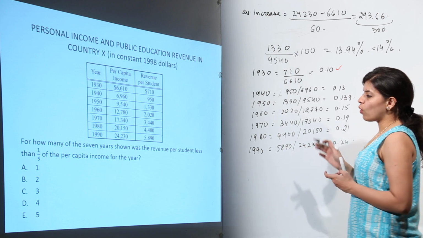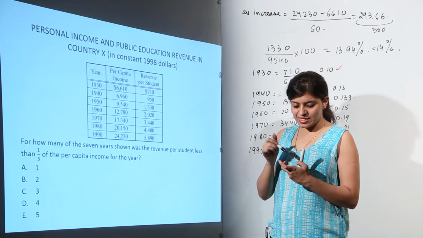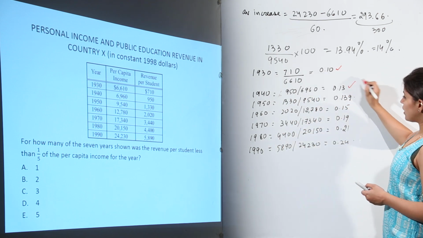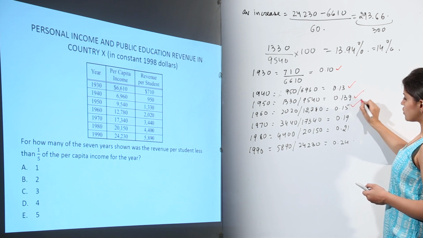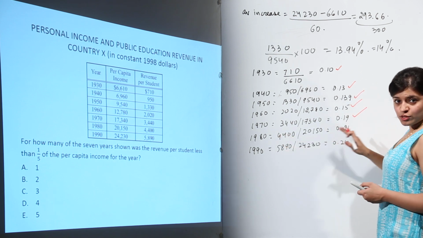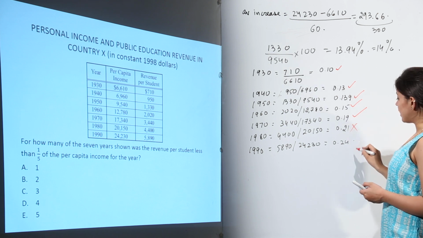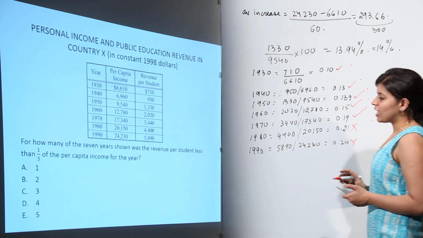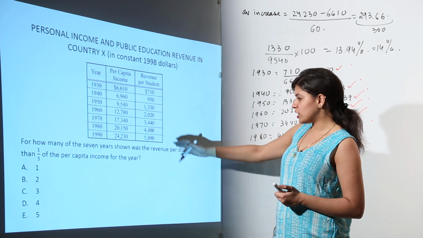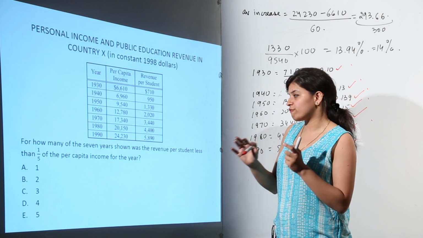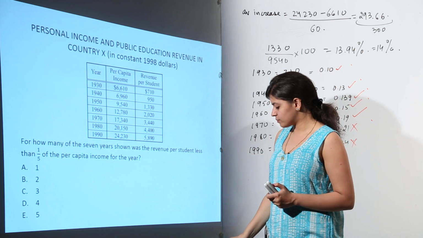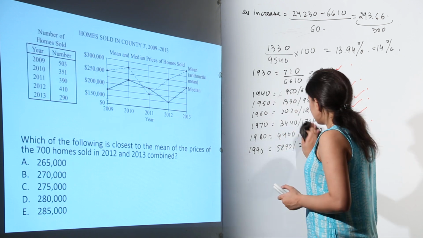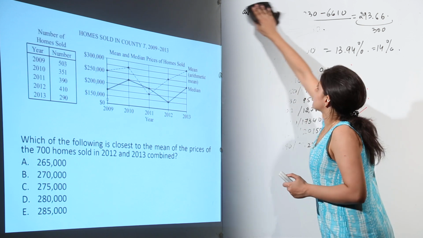Now we will have to find all those years in which this fraction is less than 1/5, that means less than 0.2. So, it is true for 1930, true for 1940, true for 50, true for 60, 70. For 1980, it is more than 1/5, that means this is invalid. That means we have 1, 2, 3, 4 and 5 years. That means in 5 years of this particular 7 years, the revenue per student is less than 1/5 of the per capita income. Let us see another set of graphs.